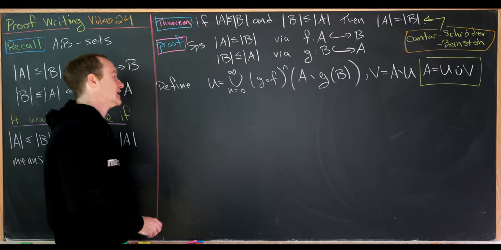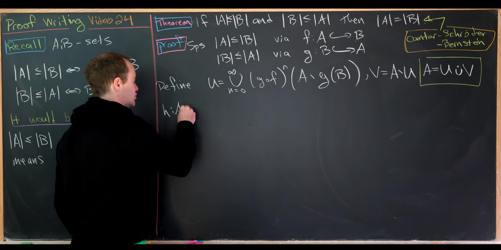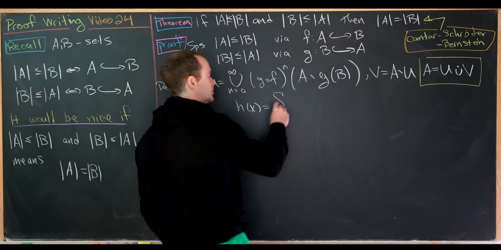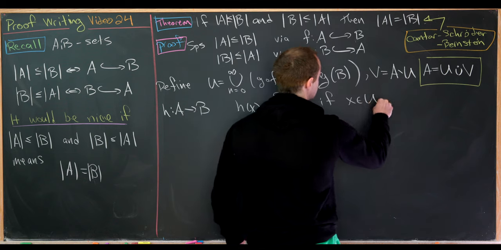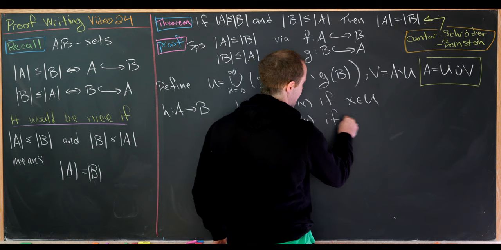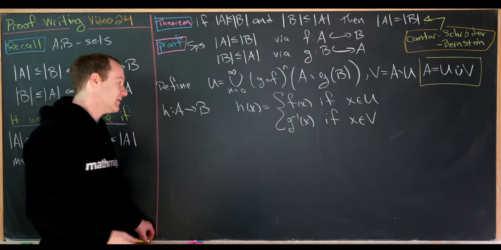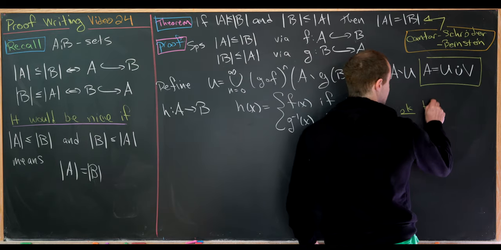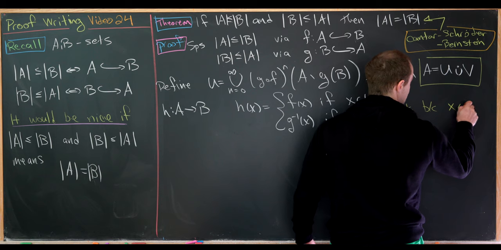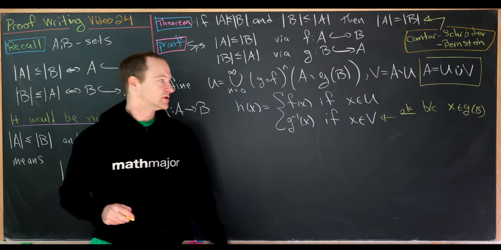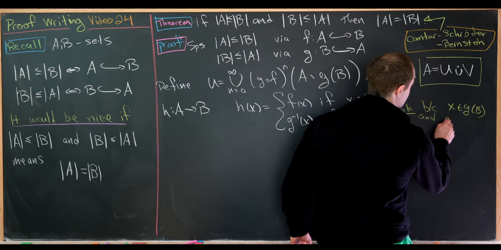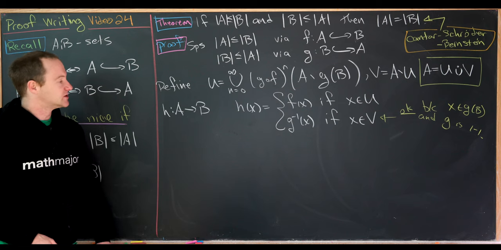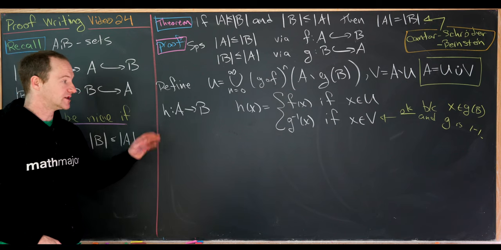Okay, now we have our sets defined. Now let's define our function. So we'll define our function H from A to B by H of X equals F of X if X is in U, and it'll be equal to G inverse of X if X is in V. And maybe let's underscore that this is okay. And what I mean by okay, it's well defined because X is in the image of G. So that means we can apply G inverse, and G is 1-to-1. That means there's a clear single element for which this is. Okay. So now we'd like to show that H is 1-to-1 and onto.